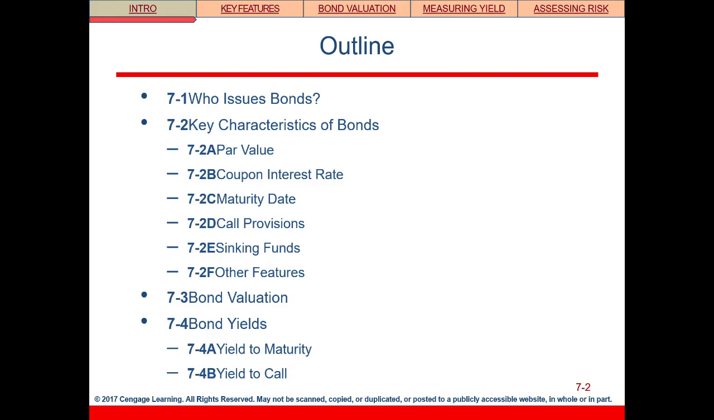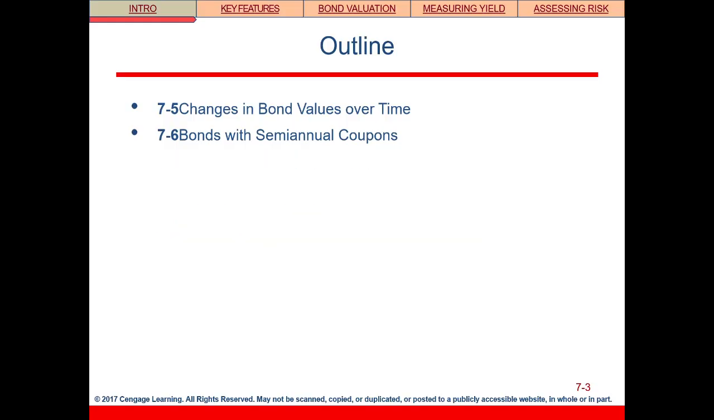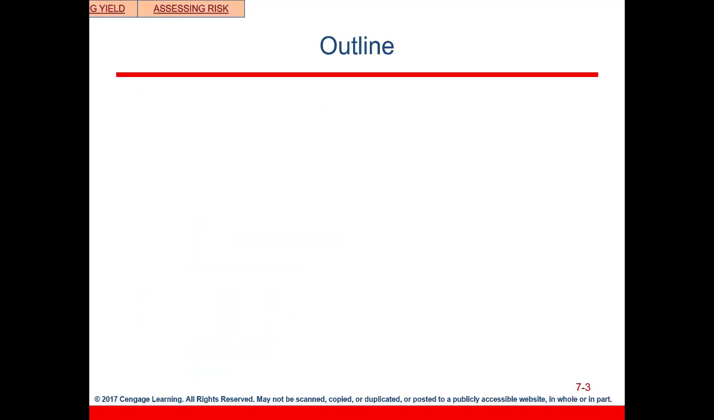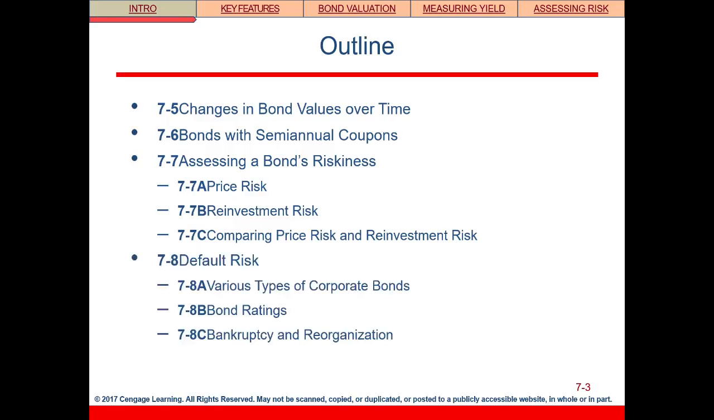But if it differs, then the yield to maturity will also differ from the market interest rate. And then today we're going to discuss yield to call. And apart from that, we will also discuss some changes in bond values over time, and also the 2 types of bond riskiness, including price risk and reinvestment risk. So that's what we're going to discuss today.